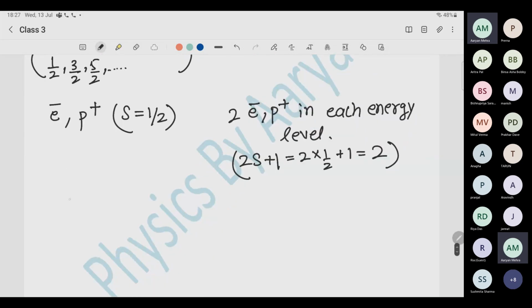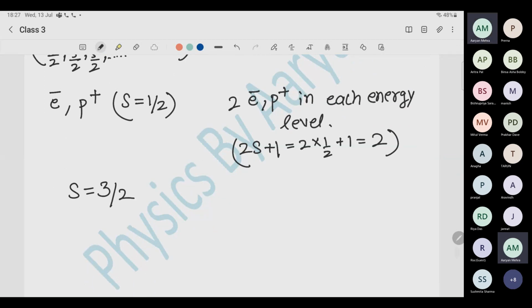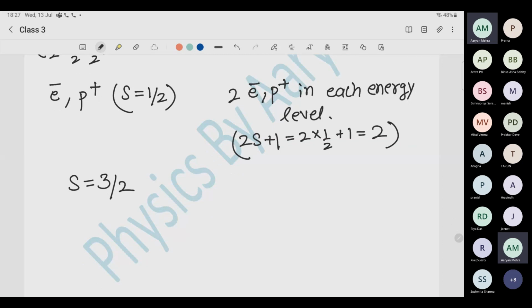So let's say I say a spin 3/2 particle is there. How many particles will you put in each energy level? Anybody give me an answer.